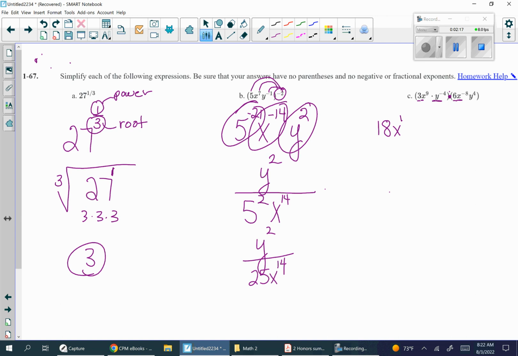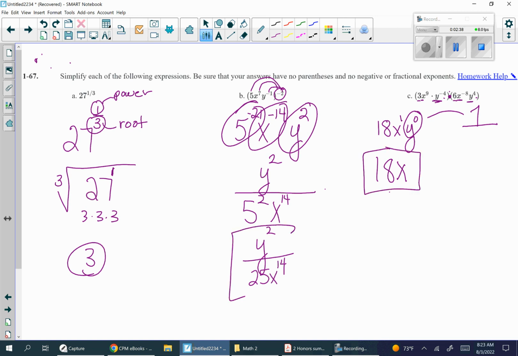And then we have y to the -4th and y to the 4th. -4 plus 4 is 0. So it becomes y to the 0. Now technically then we have 18x. Anything to the 0 power is 1. Not 0. Just 1. So that would be 18 times x times 1. We don't have to write the 1, and these are our final answers.